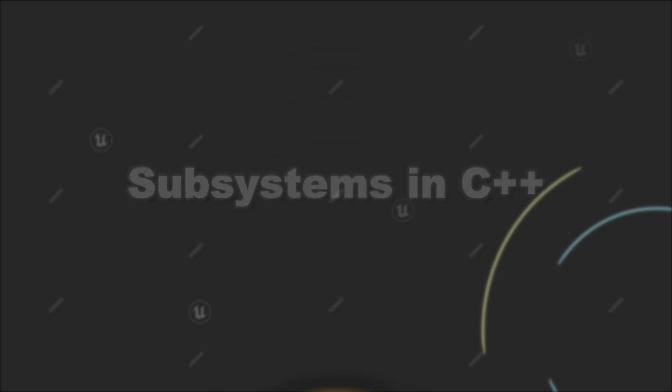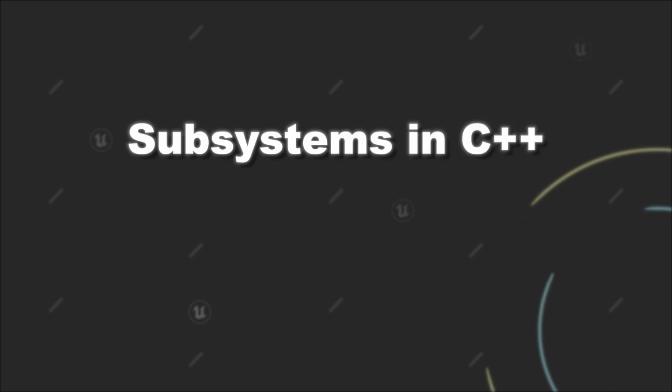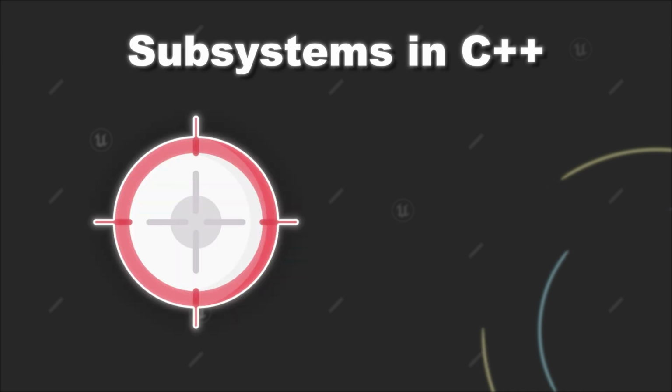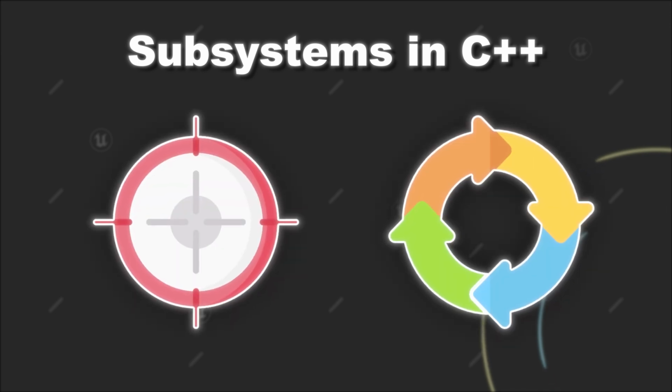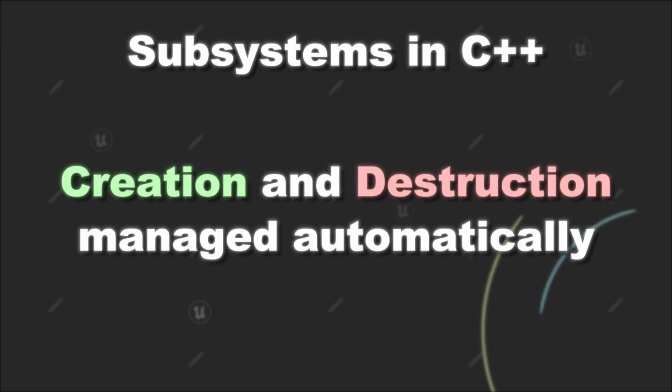In Unreal Engine, subsystems can be used to extract certain behavior into its own class while linking it to the lifetime of a certain object. Each subsystem has a different scope and lifecycle depending on the type of the subsystem. Further, the creation and destruction of a subsystem is managed automatically.